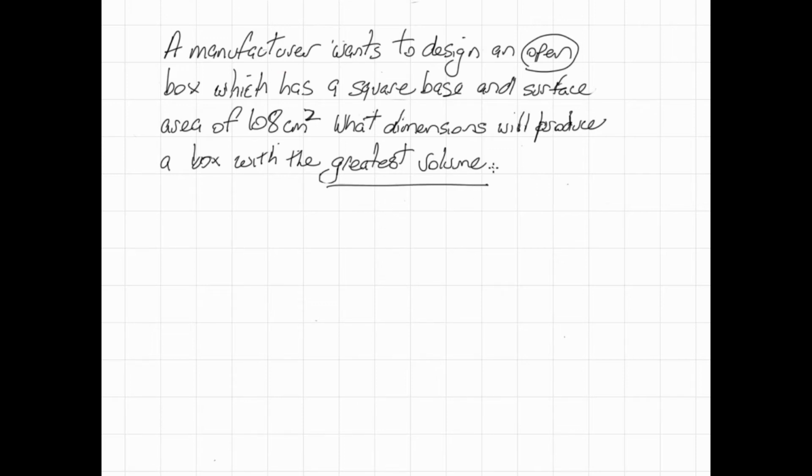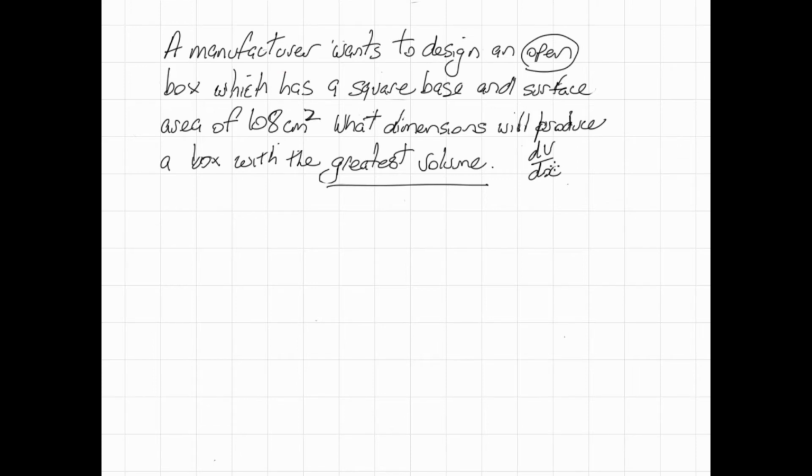Greatest volume. Now that should trigger that we're going to find dV, if we make x the length of the base. So we're going to be looking for finding dV/dx, so finding turning points and so on. So we've got to come up with an equation for V, for the volume of the box, and then it's going to change as we change the side of the base.